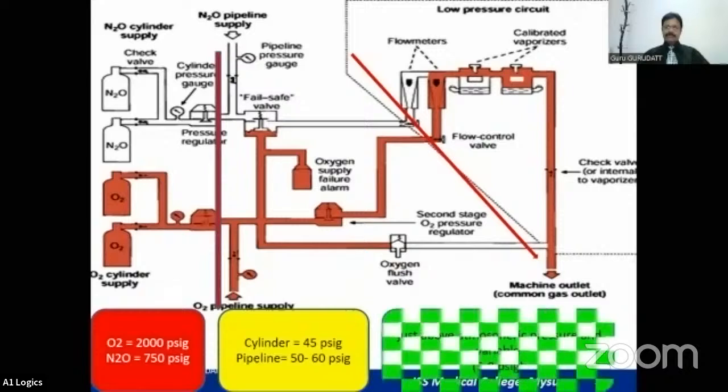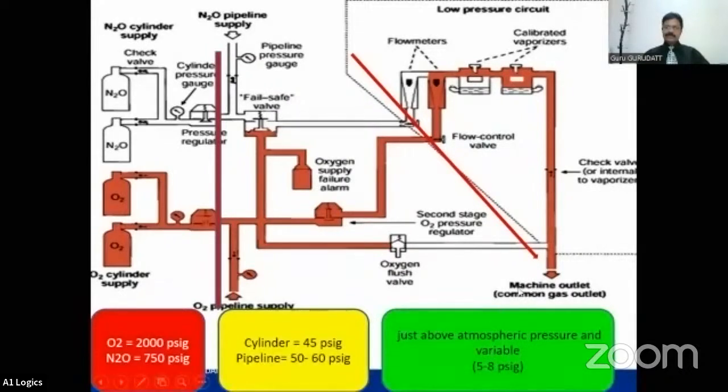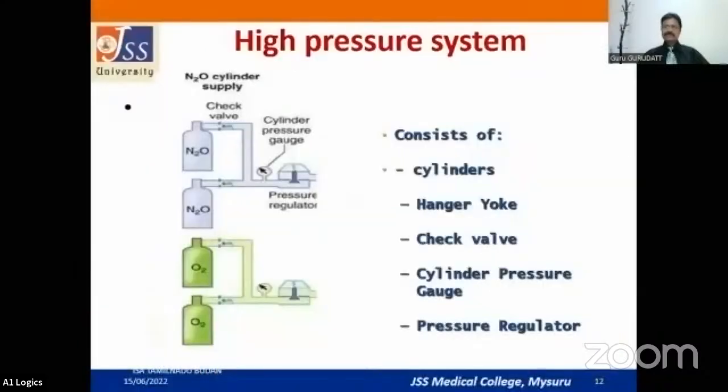The low pressure system, usually at the common gas outlet, has a pressure of 5 to 8 psig. These pressures are usually asked in exams: in the high pressure system, what is the pressure; in the intermediate pressure system, what is the pressure; and in the low pressure system, what is the pressure. Now we'll discuss each of these pressure systems. Let us discuss the high pressure system.